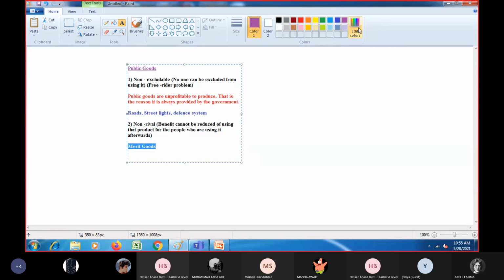All right. I know that I'm taking time in making you understand this concept, but this was important. That's why I took time in explaining it. Okay, merit goods. Now we can define it in a way. Let me just use a color, black color. Okay, these are the goods.